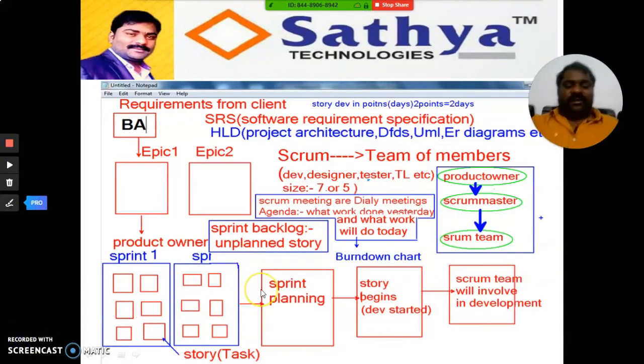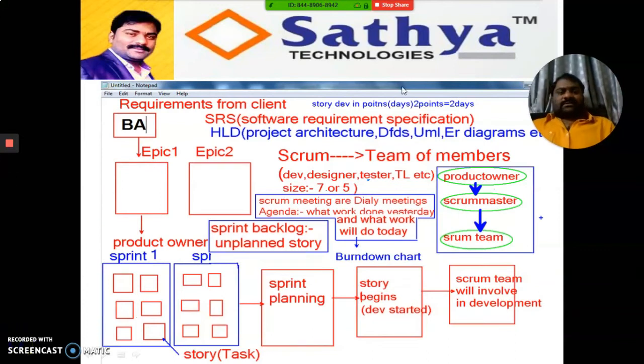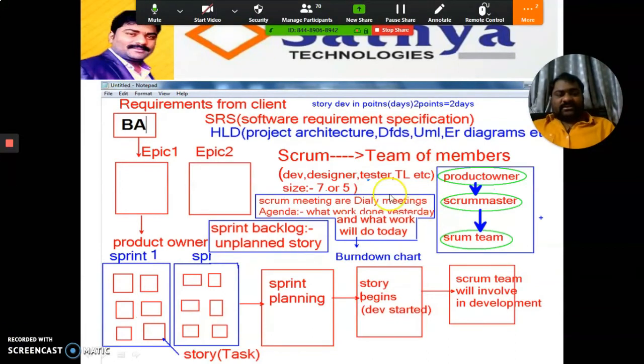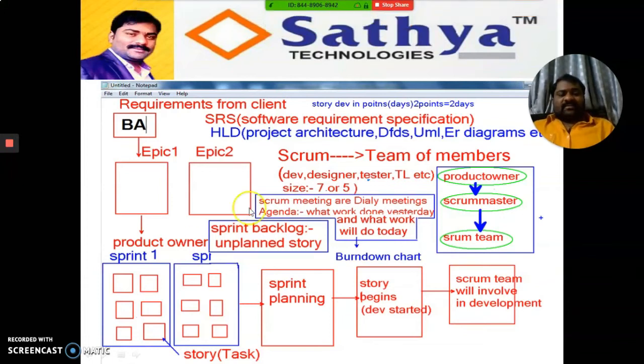So that is the point I'm discussing here, about the Scrum team. Scrum is nothing but a group of members who are involved. I told you Scrum meetings are daily meetings. Generally, these meetings will happen early morning at 9 o'clock. The main agenda of this meeting is what work was done yesterday and what work will be done today. The size of this group is nearly 5 to 7 members.